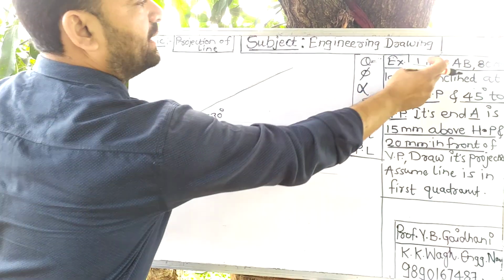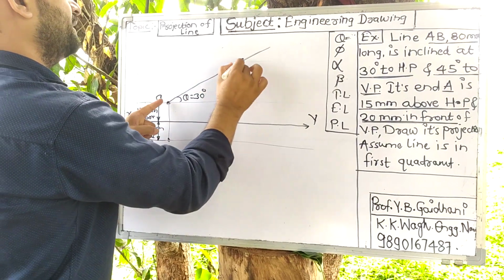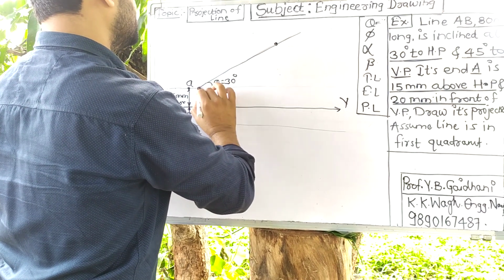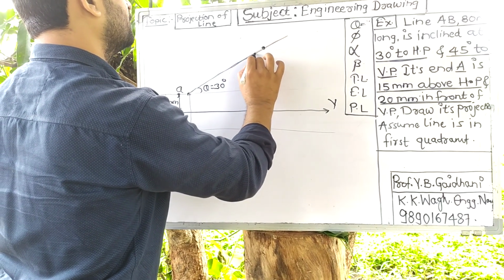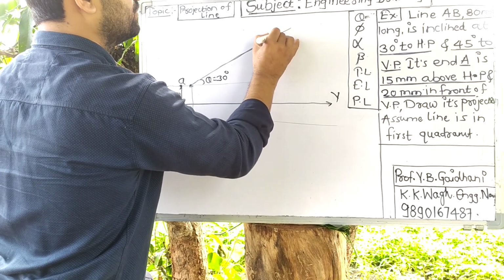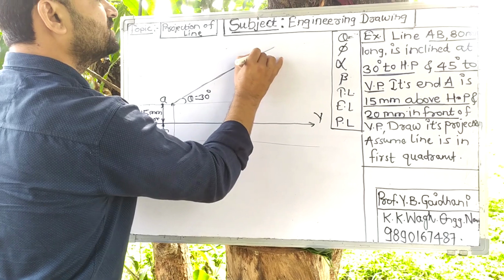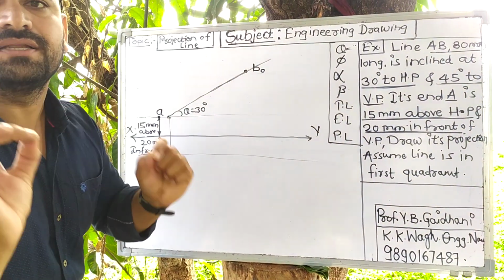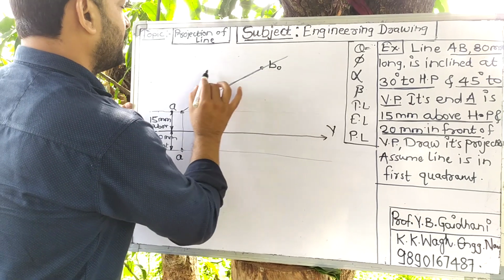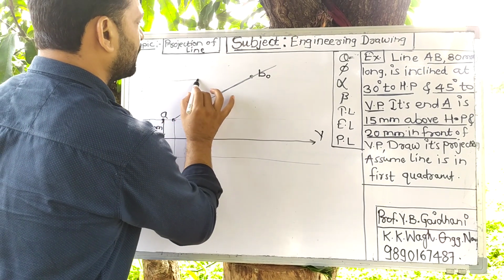And what is the length of the line? 80. So take distance equal to 80 in the compass, and mark one point here. So this is the line AB. Here I am putting B0. 0 means initially we have not got the final point. So B0. Then from this B point, draw a horizontal line.